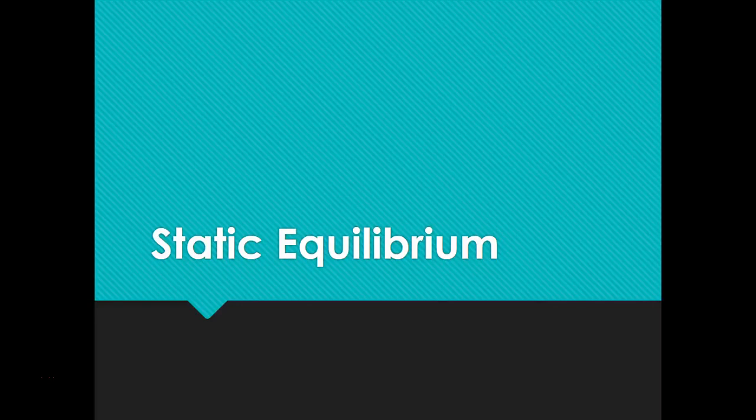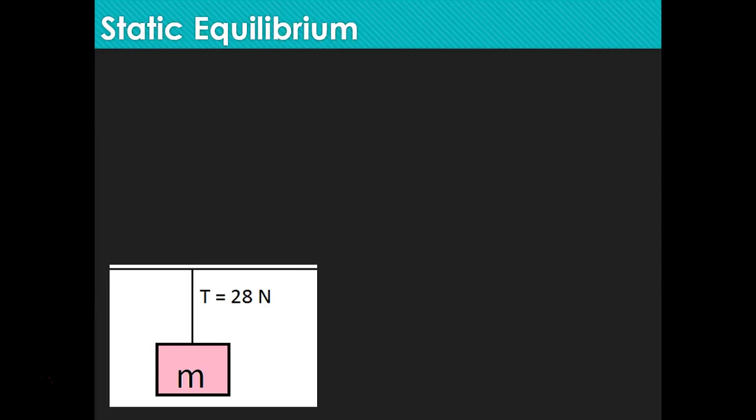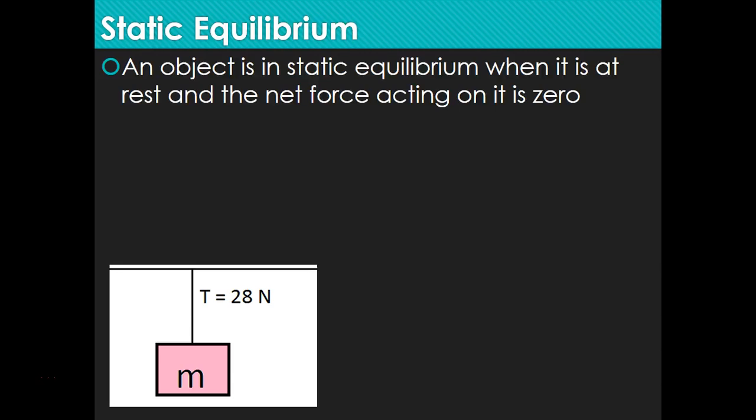In this video, we are going to be solving a few static equilibrium problems. The definition of static equilibrium is that it's when an object is at rest and the net force acting on it is zero. Remember, the net force acting on an object is zero even when the object is moving at a constant velocity, and that is called dynamic equilibrium.